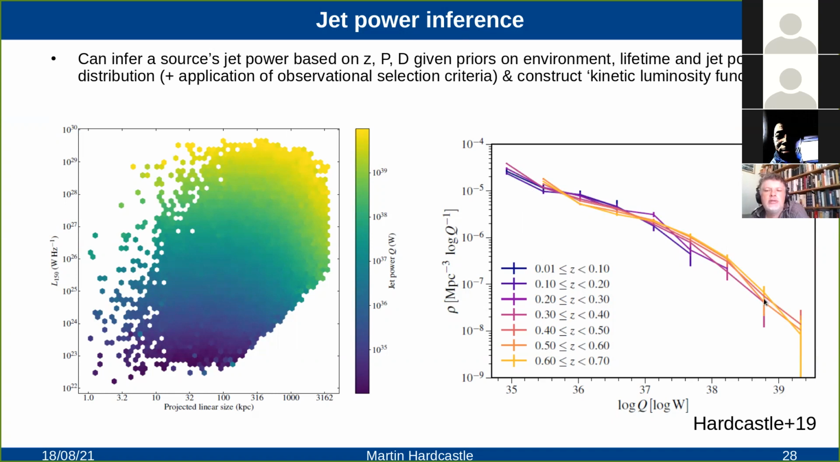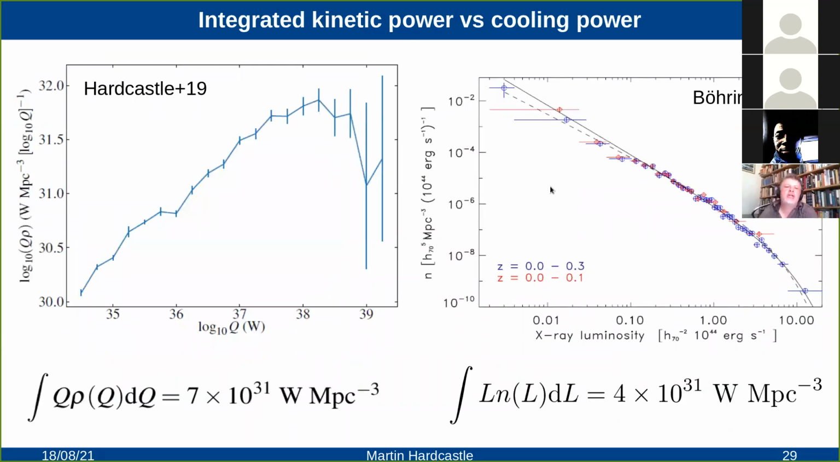So this is all well and good, but we can do something straight away with this that's very interesting. If you take that kinetic luminosity function, and here it's just multiplied by the jet power, so this is like a nu f nu plot, it's just telling you where most jet power is coming out. This tells us that the dominant contribution to the total jet power of all the population is actually from the most powerful sources, which is really useful because those are the ones we understand.